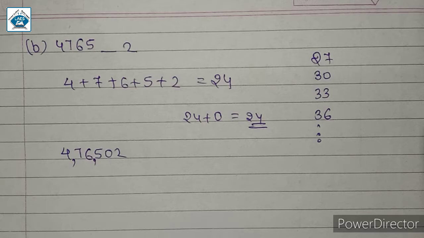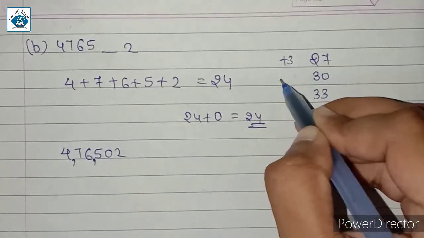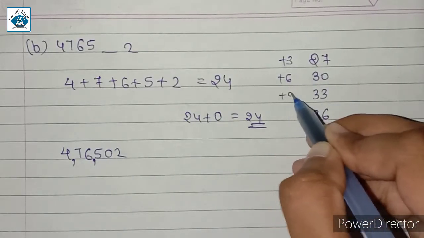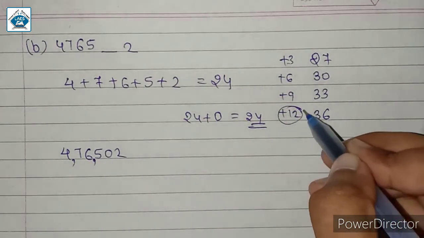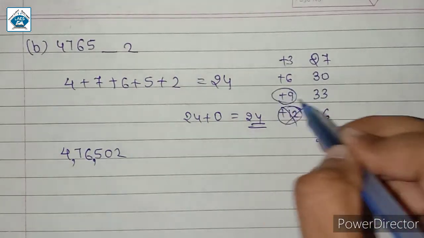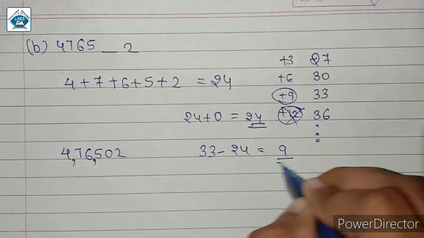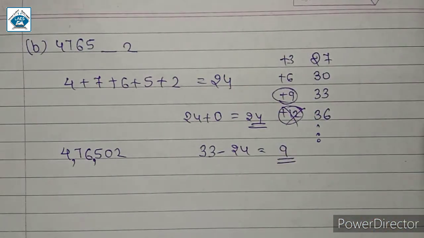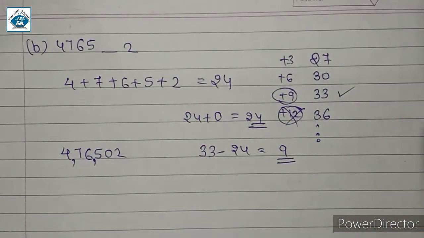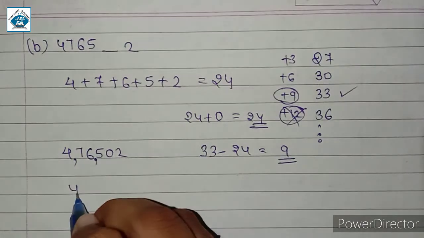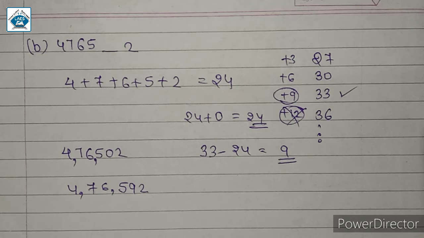For the greatest digit we will simply see 24 plus 3 is 27, plus 6 is 30, plus 9 is 33, and plus 12 is 36. 12 being a 2-digit number, we won't consider 12, यानी कि we will have 9, that is 33 minus 24 करेंगे तो हमें क्या मिलेगा, 9 मिलेगा. तो अगर 24 में 9 ऐड करेंगे then 9 is the greatest digit such that the number formed is divisible by 3. So here 4,76,592 is also divisible by 3.